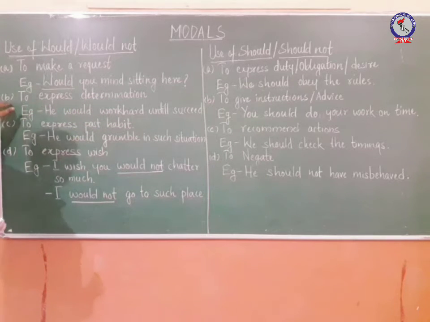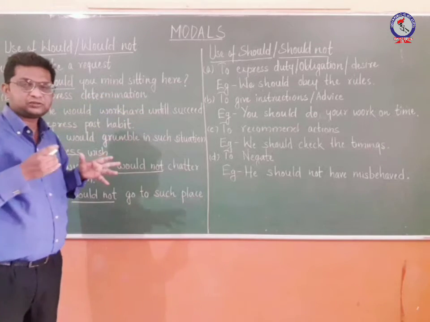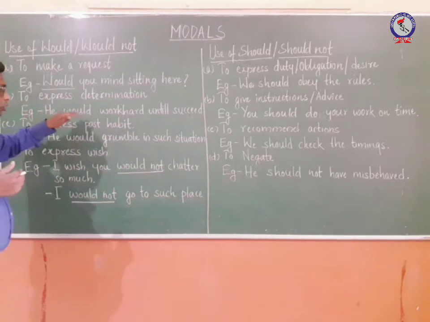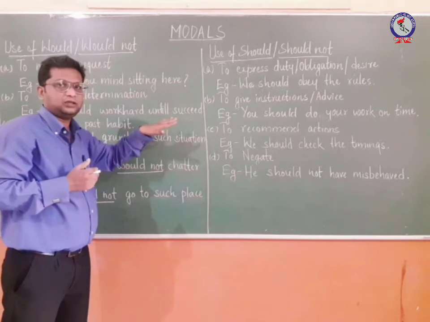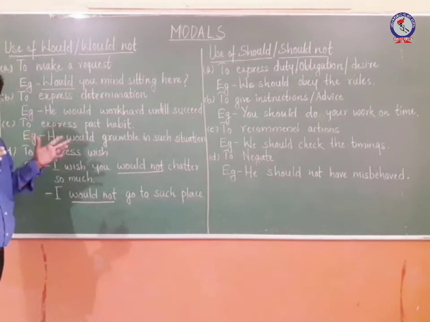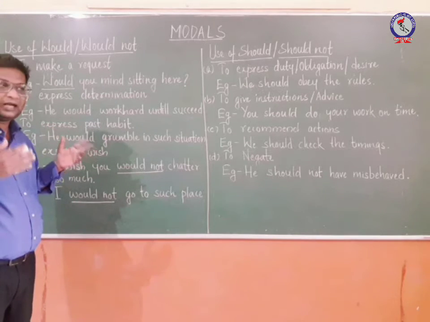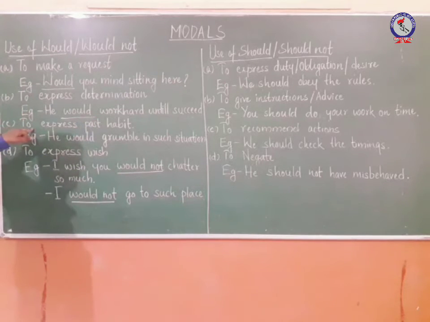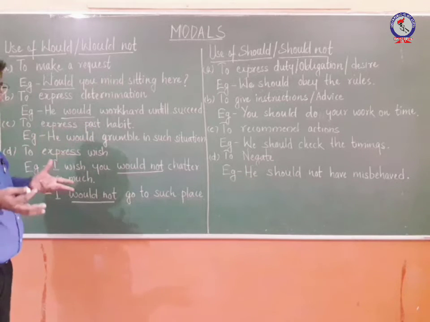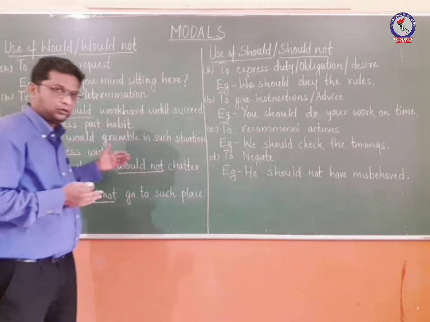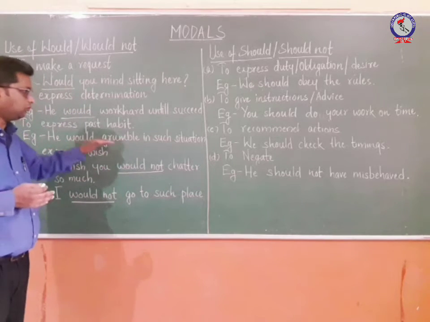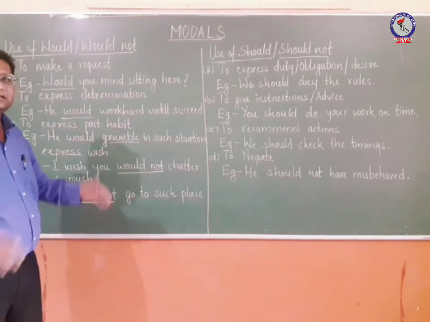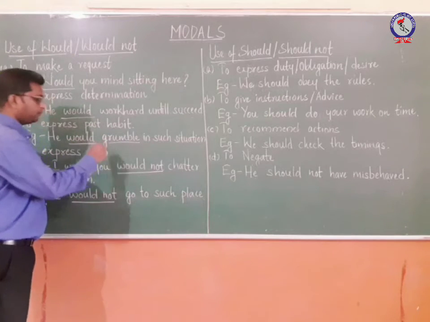Now second, to express determination. To express some sort of determination that we hold. Now see the example: He would work hard until he succeeds. That means it is his determination until he gets successful. Now, to express a past habit, some sort of habit, we can use would. Example: He would grumble in such situations. Grumbling is a habit. So when a habit is expressed, we can use would.